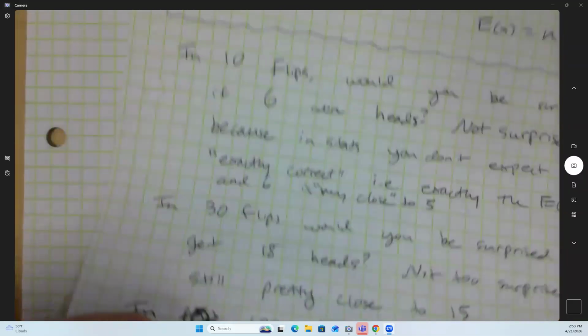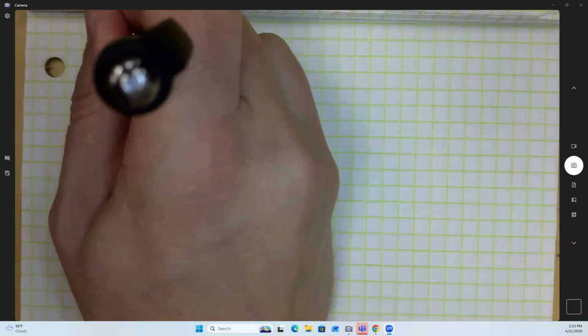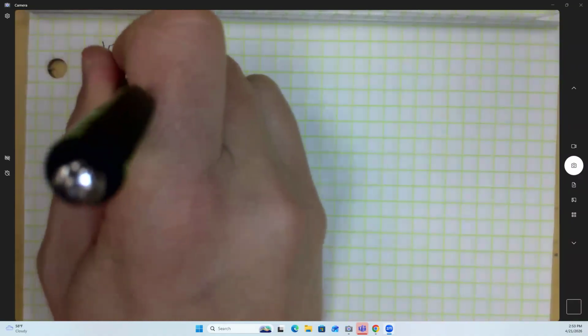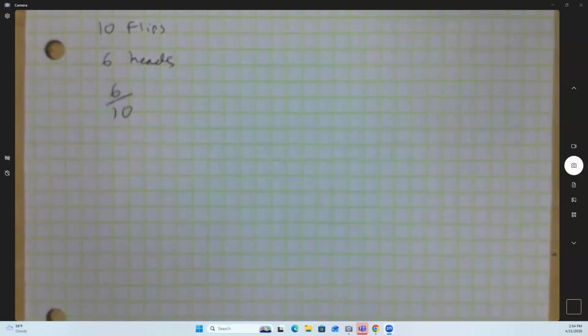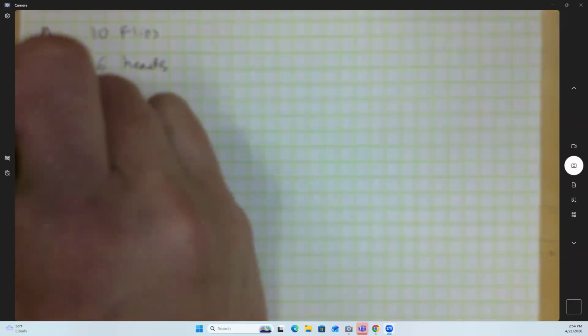But let's go through this a little bit mathematically. I'll make a table. 10 flips, 6 heads, 6 out of 10 is our probability, our proportion. So this is n, this is x, and this is the proportion.